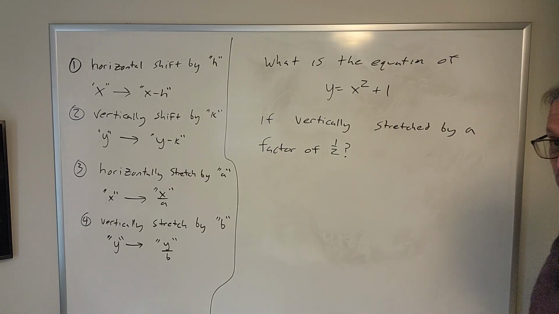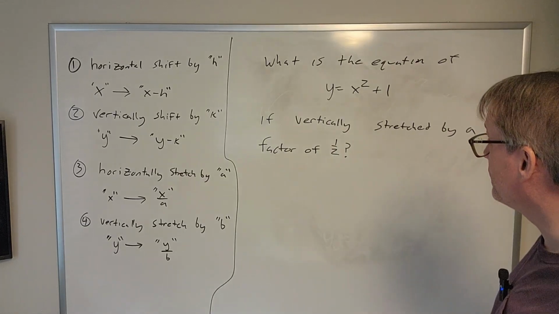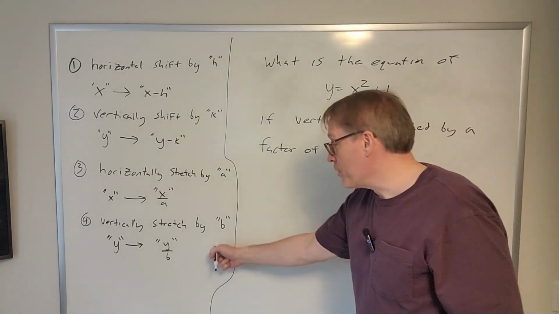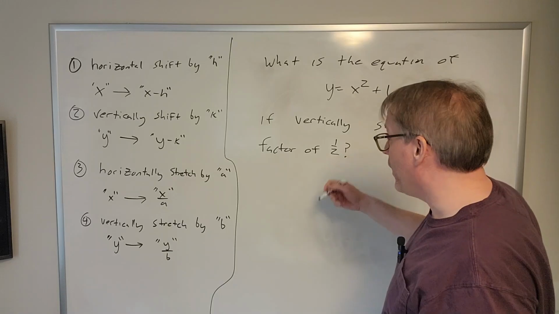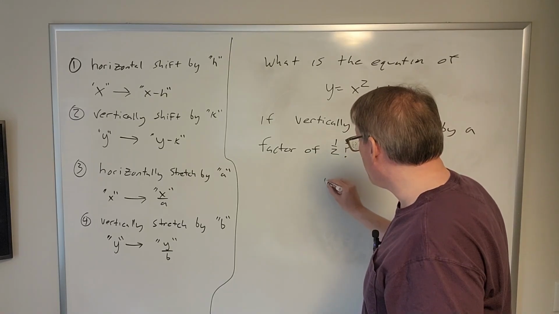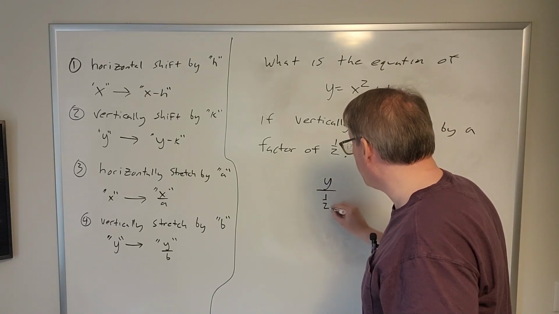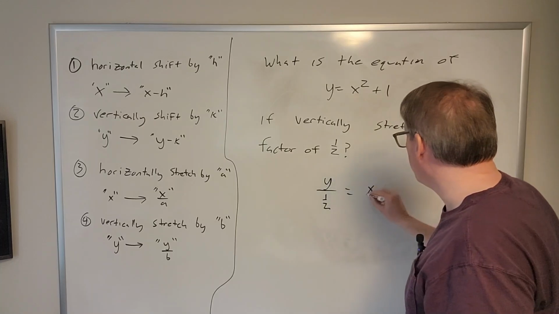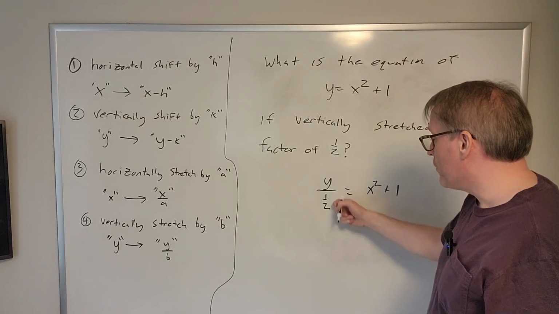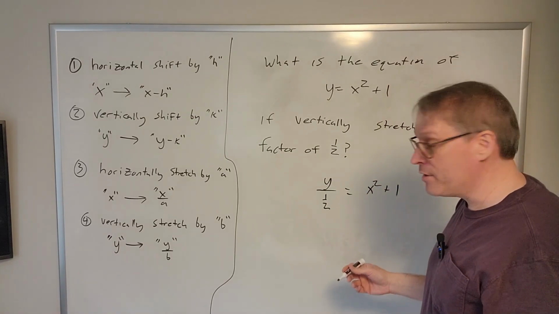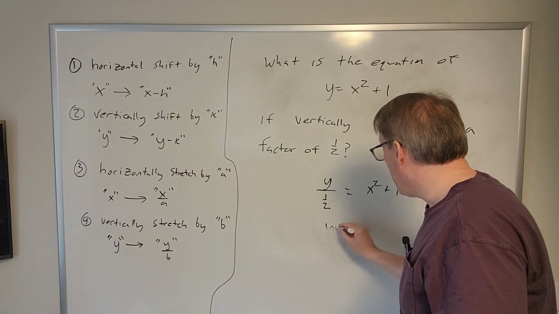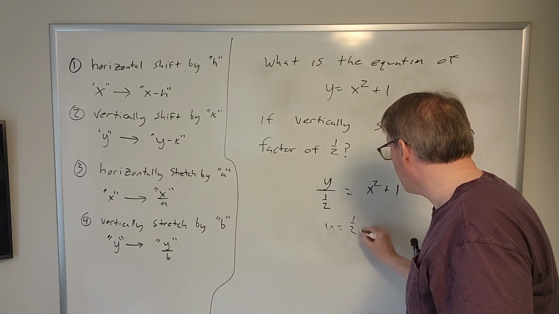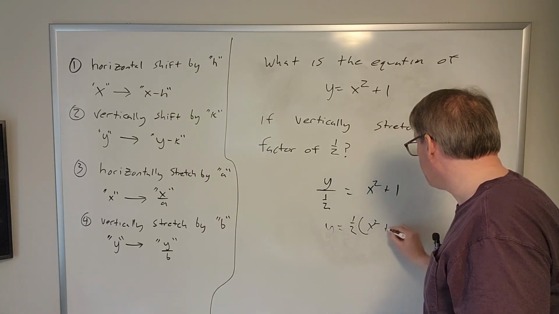Pause the video, resume when you're ready. All right, it's a vertical stretch. B is 1/2. So every time you see a y, replace it with y over 1/2. That equals x squared plus 1. Well, you can multiply both sides by 1/2. That's probably the easiest way to handle it. And you end up with y equals 1/2 times the whole other side.